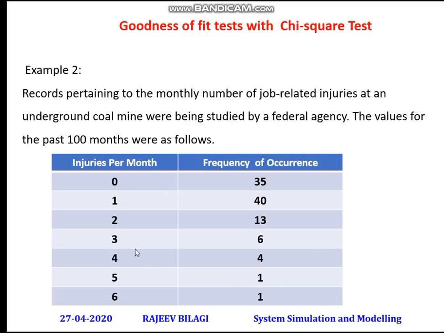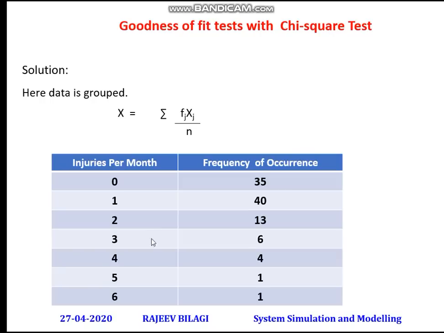If you look at this particular data, what is e to the power of alpha minus lambda to the power of x? So now the lambda value you have to find out. Here this particular data seems to be grouped, so first you have to find x bar equal to sigma of fj xj by n, which is for grouped data.